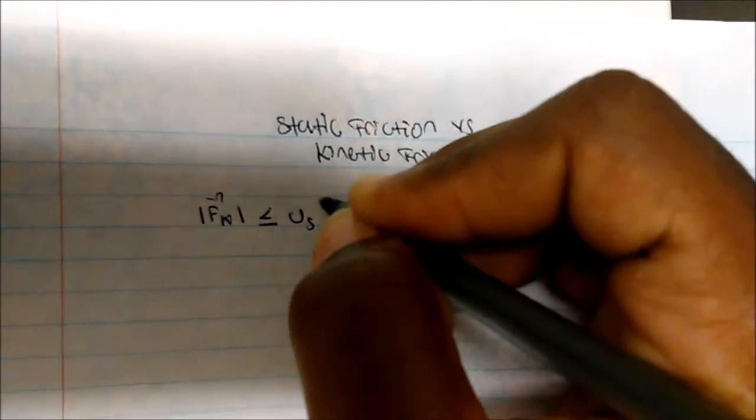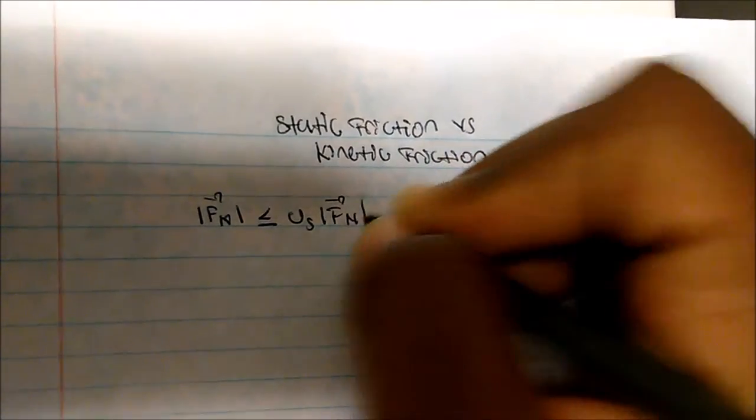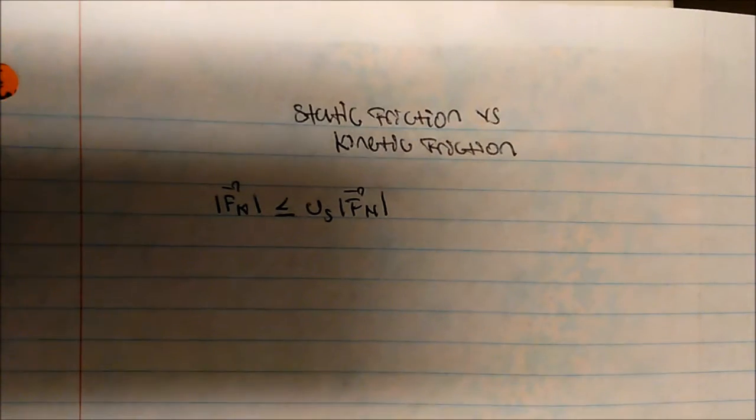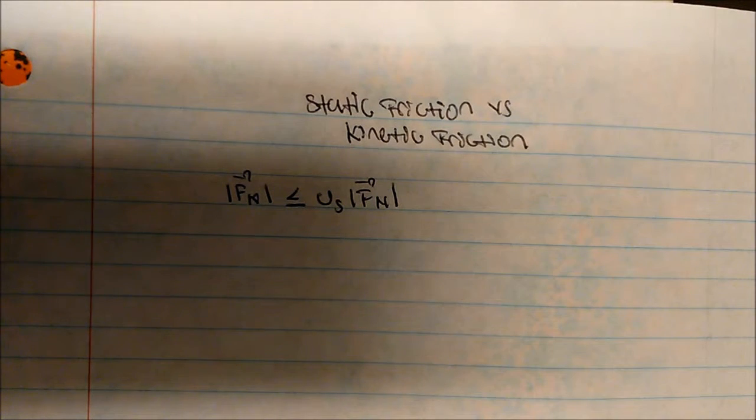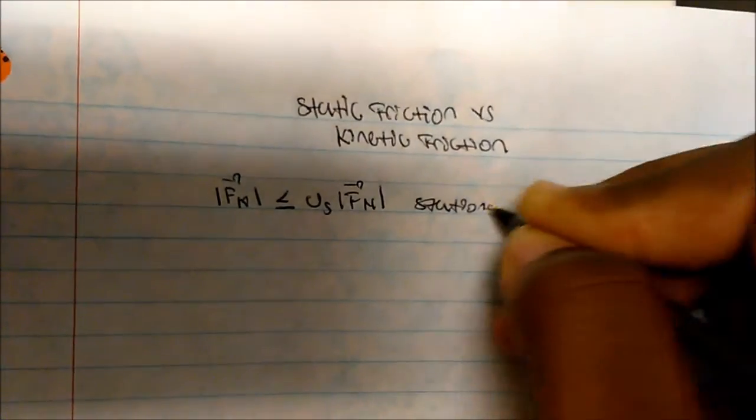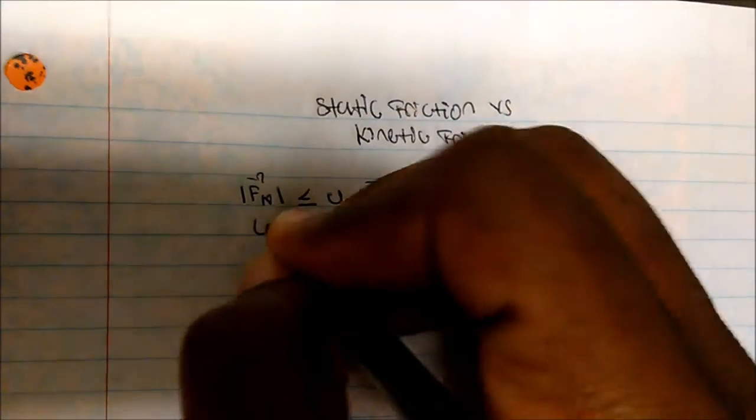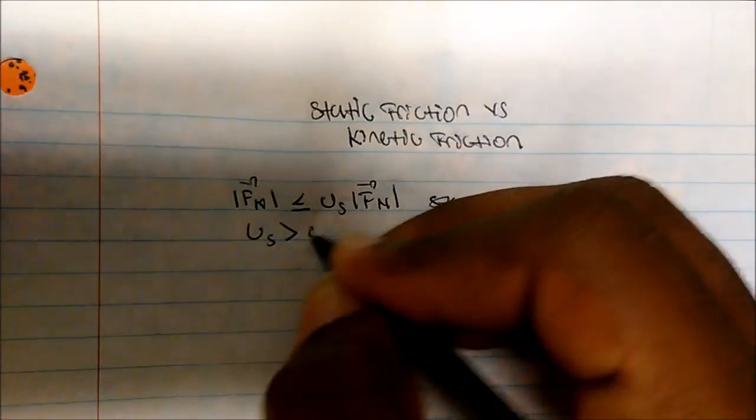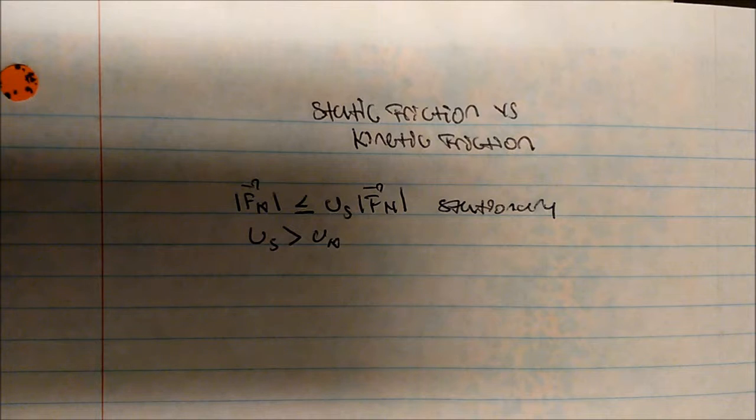If it's not moving, then we say that the magnitude of the frictional force has to be less than or equal to mu sub s times the normal force. That's the idea. If an object is stationary, and this makes sense, the friction has to be less than or equal to the maximum static frictional force. And typically, if an object is stationary, then we could rightfully assume that mu sub s, the static coefficient, is greater than mu sub k, the kinetic coefficient, and intuitively that makes sense.